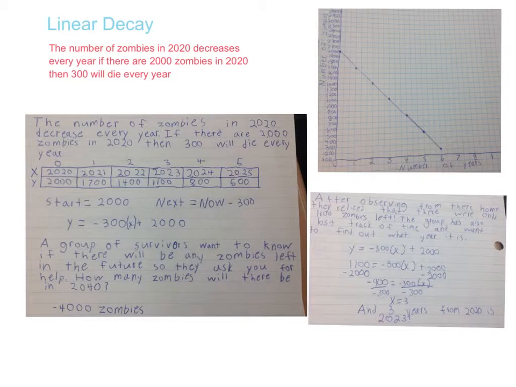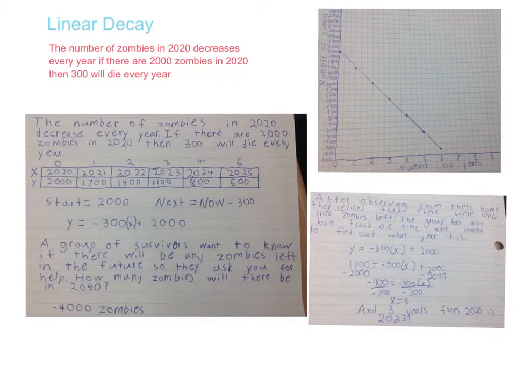For our second problem, after observing from their home, the group realizes that there are only 1,100 zombies left. The group has also lost track of time and wants to find out what year it is. So if we use our equation again, we can plug in 1,100 for y and then solve.